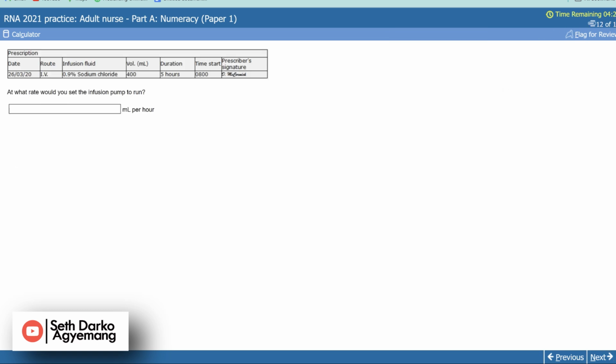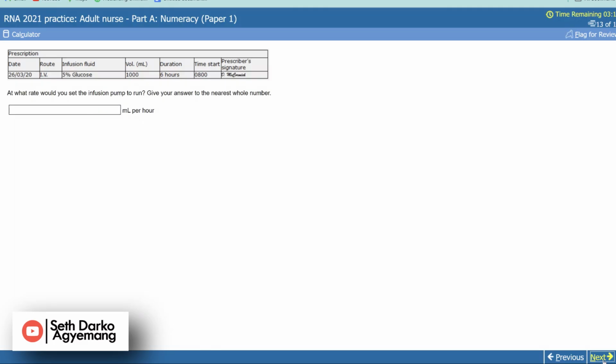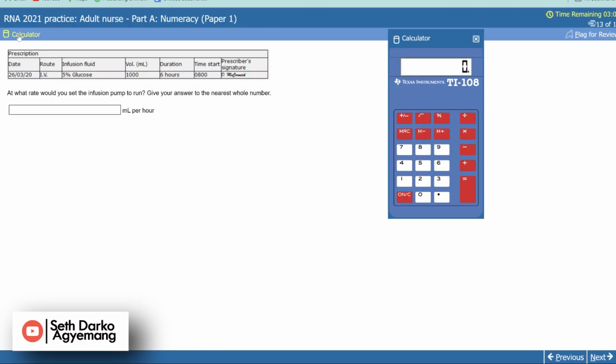So at what rate would you set the infusion pump to run? You could see that we have the IV route, infusion fluid, that 400 mils, and the duration to be 5 hours, and then the time starts at 8 o'clock. So at what rate would you set the infusion rate? Let's see, 400 divided by 5. So we should have 80 mils per hour. Let's do that and see if it works. Then let's move on to the next. We're going to go through the same procedure.